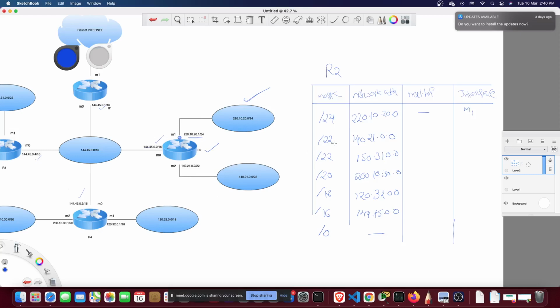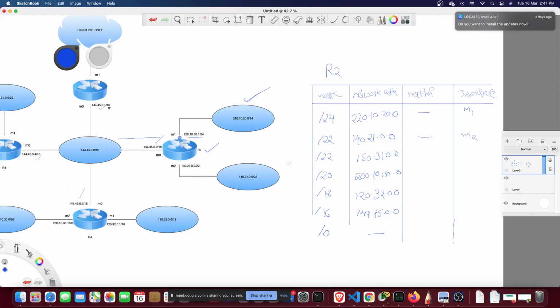And now 22. So when a packet is destined for this network with prefix 22, what is the next stop here? See, the packet is coming this way and reaches this router. This router needs to take a decision on where to send the packet. So there is no next stop here. It is directly connected to one of the networks that the router is connected to. So the next stop is nothing. It is a direct delivery, so there won't be a next hop, but the interface is M2.